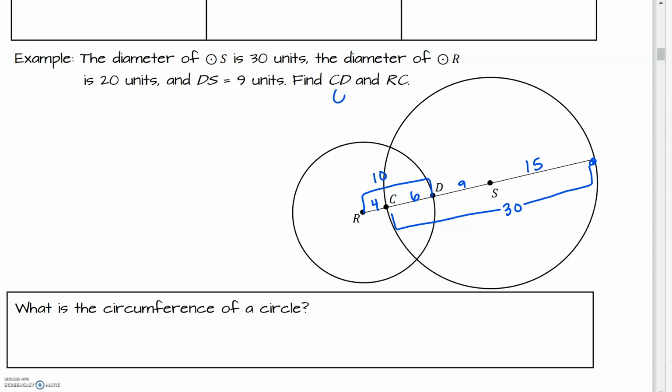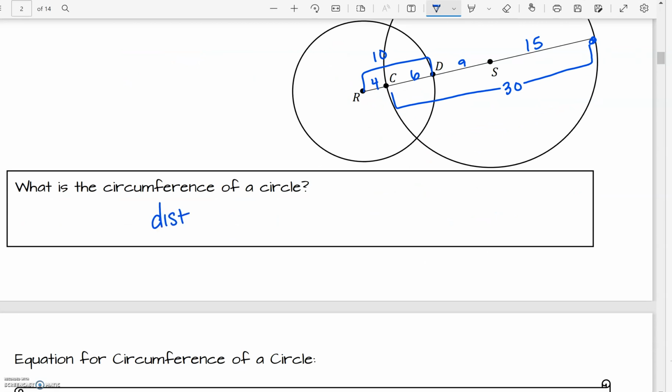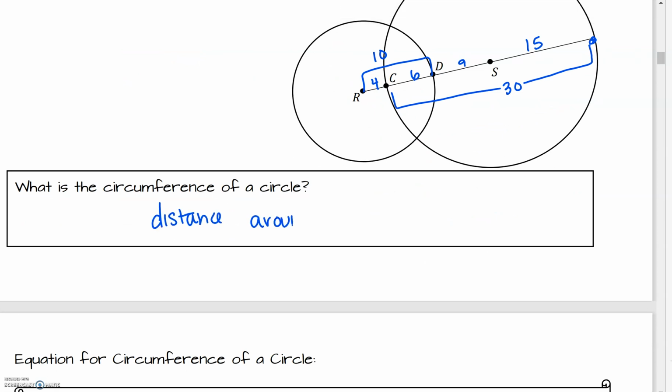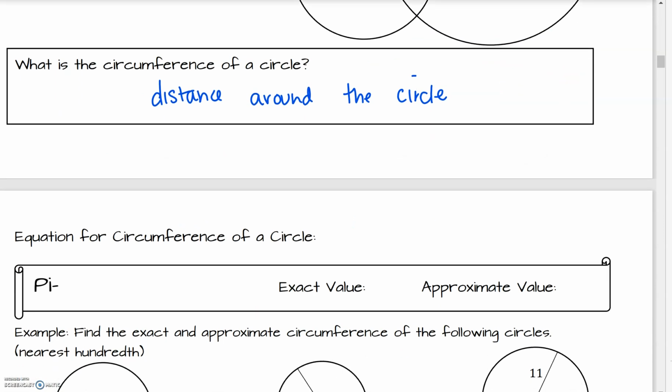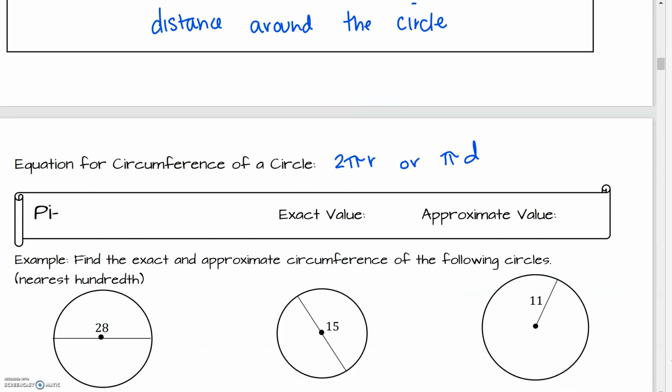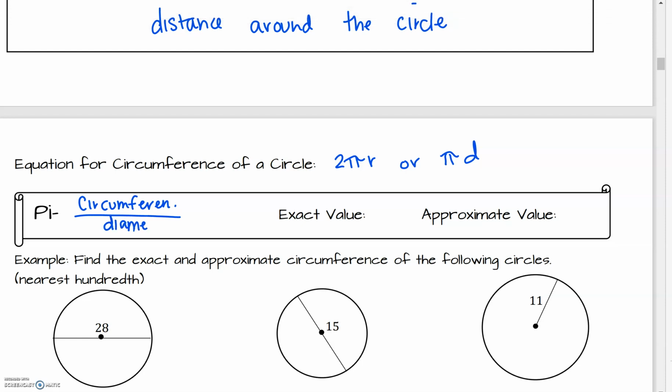What is the circumference of a circle? It is the distance around the circle. So the equation for circumference of the circle is either 2 pi times the radius or pi times the diameter. So pi is actually the circumference over the diameter. It's that ratio of the circumference of the circle divided by the diameter. And the exact value is the pi button on your calculator because it is an irrational value that goes on forever that you can't actually write out.